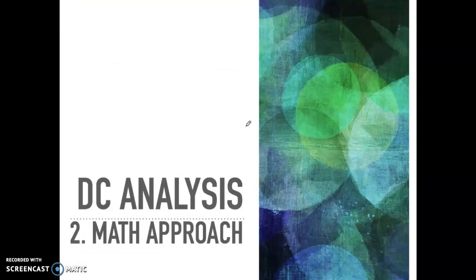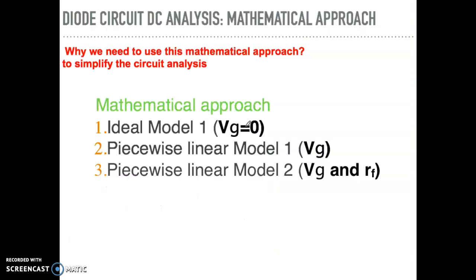Okay, since method 1 just now is difficult to solve, let's move to method number 2, which we call the mathematical approach. In this approach, we are making some assumptions. We have three models: the ideal model, piecewise linear model 1, and piecewise linear model 2. Why do you need this mathematical approach? Because you want to simplify the analysis, since the previous method was quite difficult to solve.